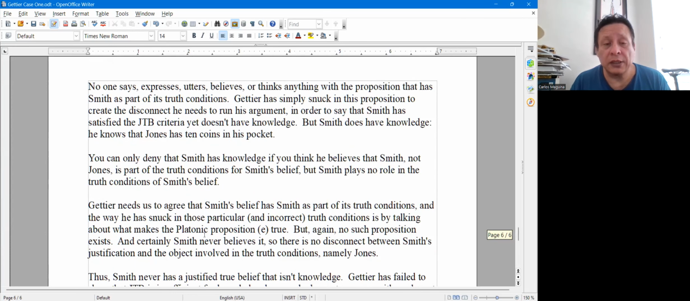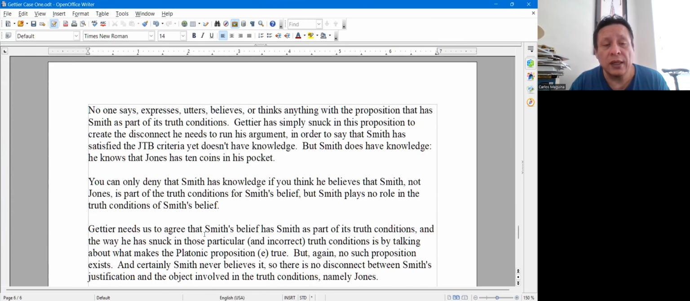So that's my argument basically. To reiterate, or to beat a dead horse, no one says, expresses, utters, believes, or thinks anything with the proposition that has Smith as part of its truth conditions. Gettier has simply snuck in this proposition to create the disconnect he needs to run his argument, in order to say that Smith has satisfied the JTB criteria yet doesn't have knowledge. But Smith does have knowledge. He knows that Jones has 10 coins in his pocket.